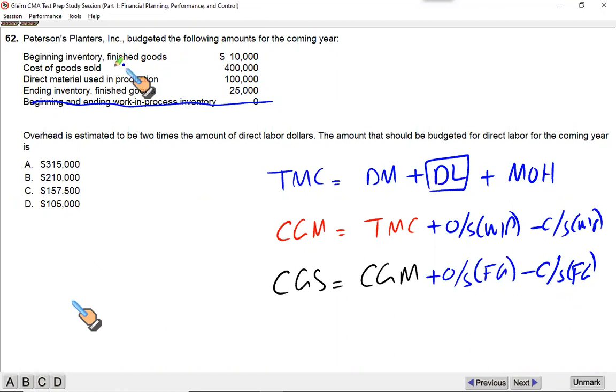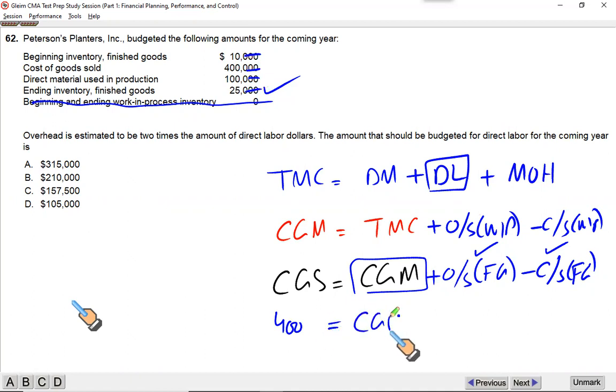What have we been given? The beginning inventory of finished goods, we can put it right here. The ending inventory of finished goods, we can plug it in right here. This will help us find the cost of goods manufactured. So cost of goods sold is already given. I'm just writing figures in thousands, omitting these 3 zeros. 400. Cost of goods manufactured can be calculated.